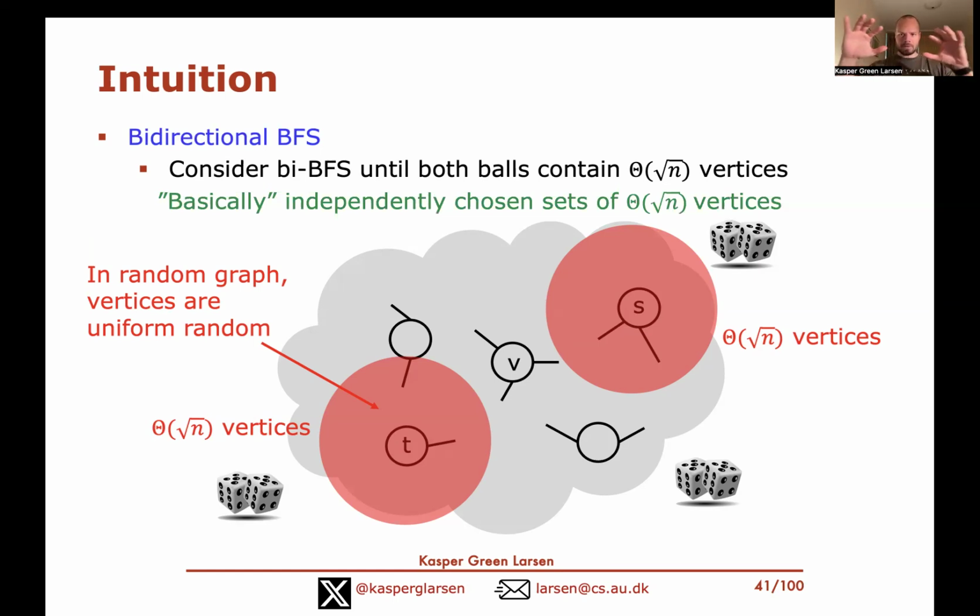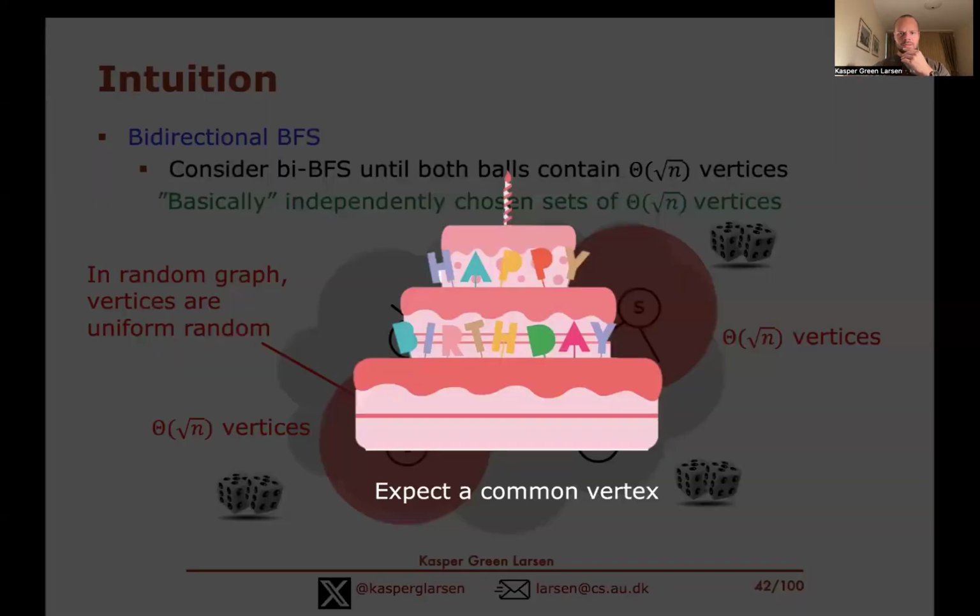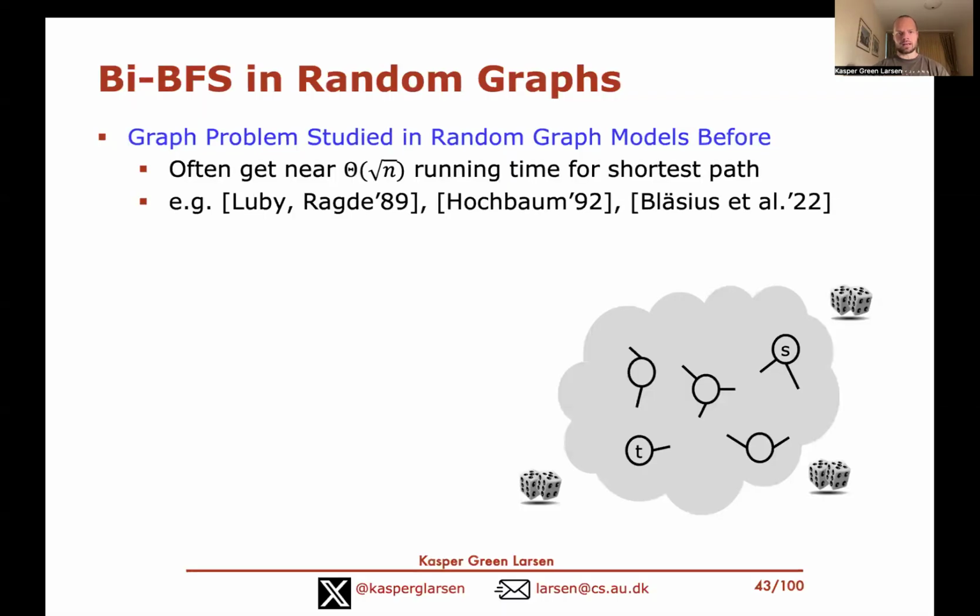You have two sets now of size square root n. By the birthday paradox, you will expect to see a common vertex in these two balls. Square root n times square root n is a linear number of possible collisions; basically, you pick 2 times square root n elements out of a universe of size n, and you will expect to see a collision. So this is a property of bidirectional breadth-first search, at least in random graphs. After just visiting around square root n vertices, you will have found the shortest path, so much less than linear time.